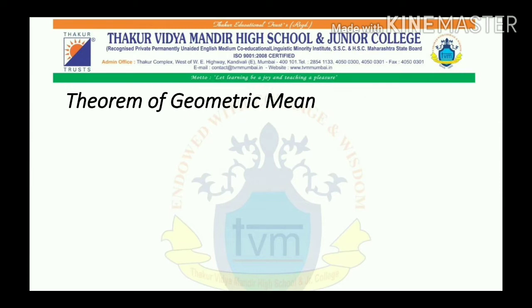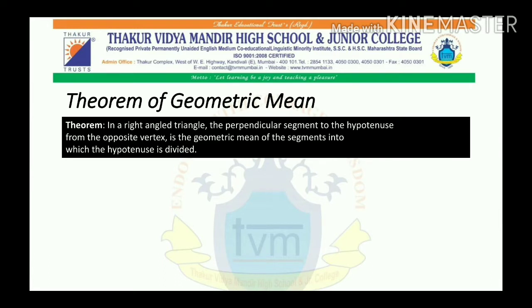Now the next is the theorem of geometric mean. It states that in a right angle triangle, the perpendicular segment to the hypotenuse from the opposite vertex is the geometric mean of the two segments into which the hypotenuse is divided.